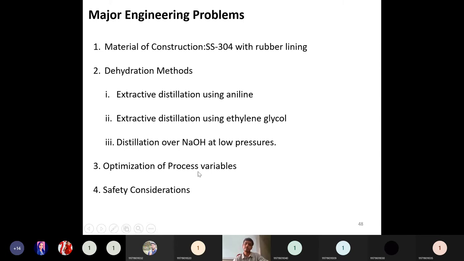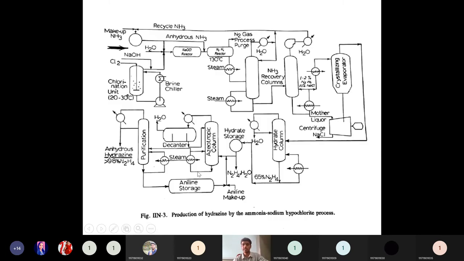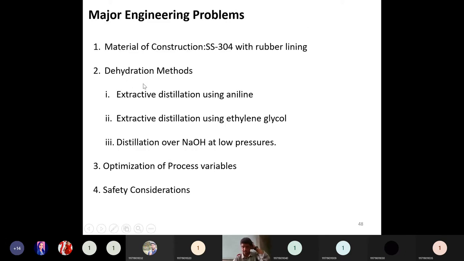Then the next one is optimization of process variables. The first process variable is 20 to 30 degrees centigrade, which we need to optimize. Otherwise, beyond 30 degrees centigrade, the sodium hypochlorite will decompose. Then next is the safety consideration. All these are explosive molecules only. Whenever we are transporting them, we need to ensure a nitrogen or inert gas atmosphere inside. Otherwise, an explosion reaction will take place. So these are the major engineering problems.